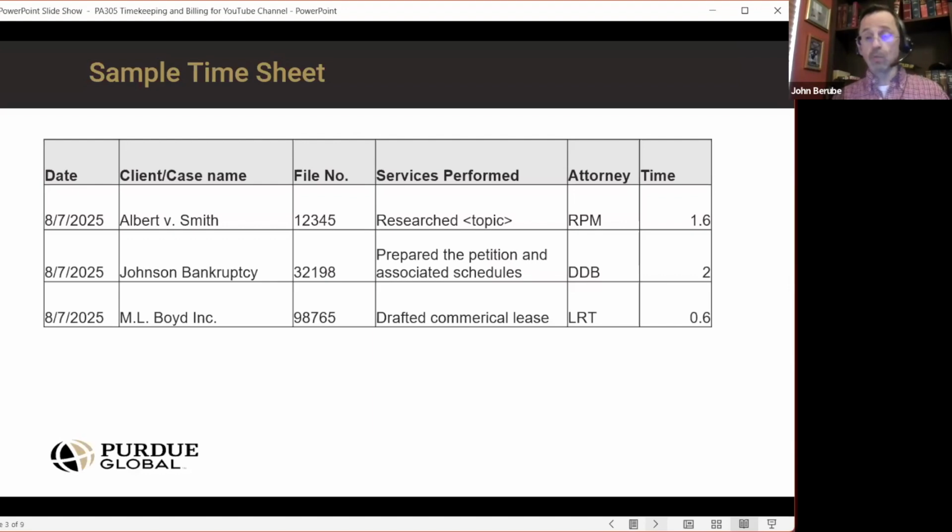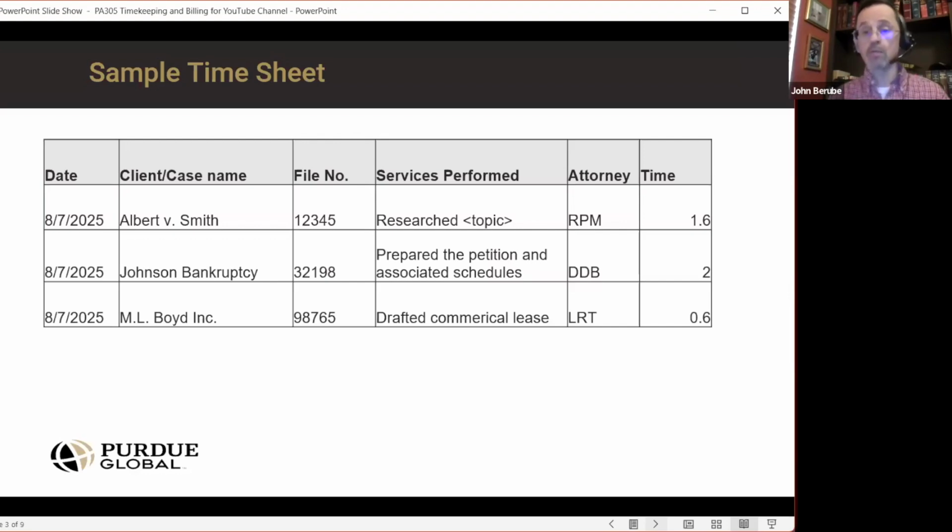And as you can see, we record it in hours and tenths of an hour. So the first item to Albert versus Smith is 1.6 hours, or an hour and 36 minutes. If we're talking about tenths of an hour, you divide the 60 minutes up into 10 pieces, 6-minute increments. So 1.1 would be an hour and 6 minutes.